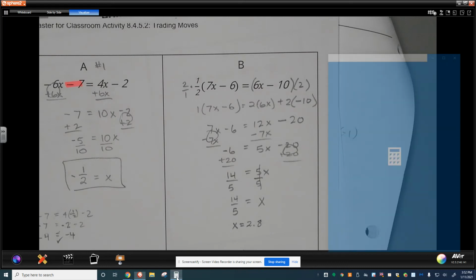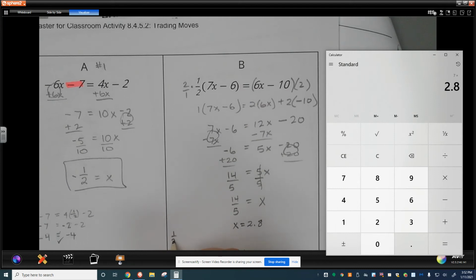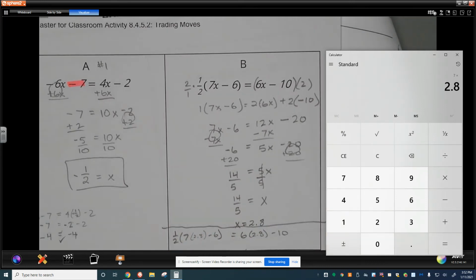For the sake of time, I'm going to go ahead and use a calculator. I'm going to go 7 times 2 8/10. Let me write this out so you can see what I'm doing. This is a 1/2 times 7 times 2 8/10 minus 6. And then I'll go 6 times 2 8/10 minus 10. This is my check section. Okay, so 7 times 2 8/10 is equal to 19 6/10.